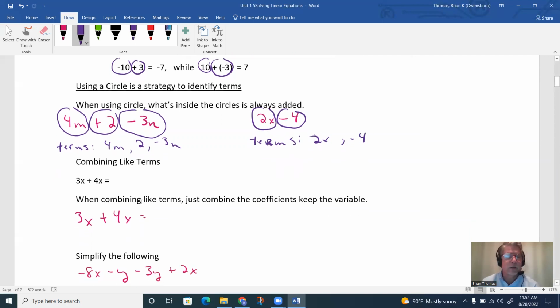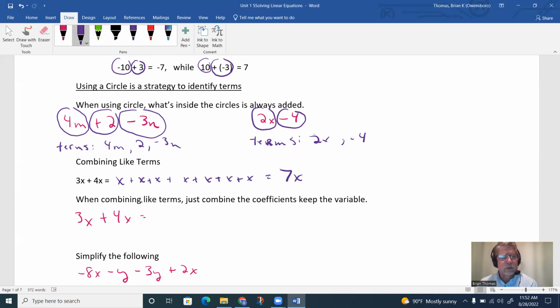So when I am combining like terms, if I have 3x plus 4x, remember 3x means 3 x's added together, and you're combining it with 4 more x's. So notice that we have 1, 2, 3, 4, 5, 6, 7 x's here added together. Since we have 7 x's added together, we can also write that as 7x, because 7x means 7 x's added together.